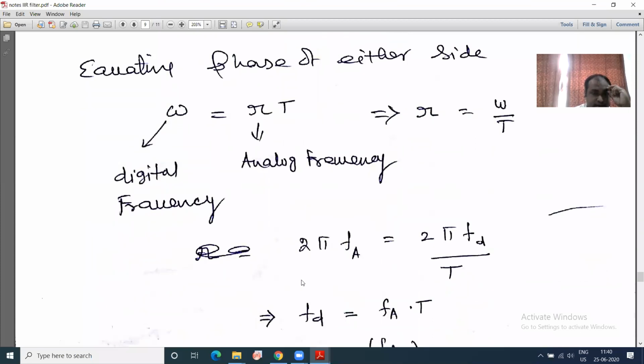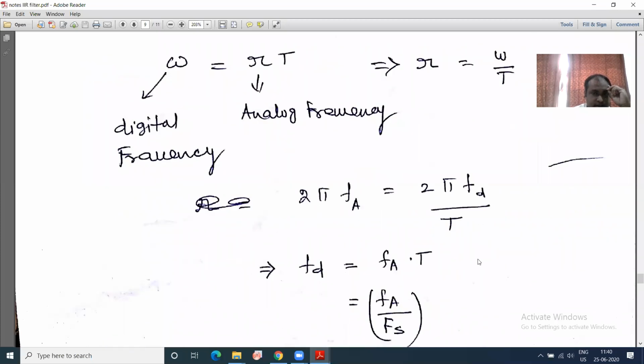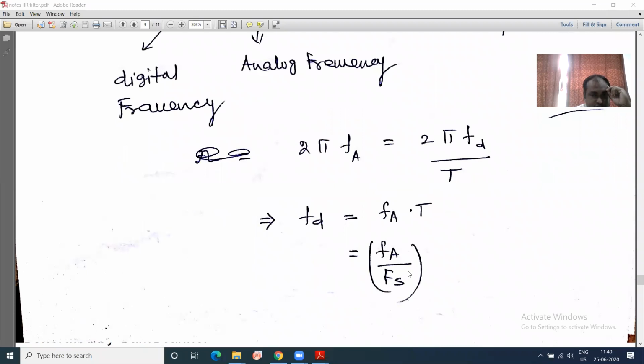Now this omega I am writing as 2 pi f analog, and 2 pi f digital into T, divided by T. So f digital equal to f analog into T. T equal to 1 by fs, where T is essentially the sampling time, so its reciprocal is the sampling frequency fs. So f digital equal to f analog by fs. So digital frequency is nothing but analog frequency divided by sampling frequency.